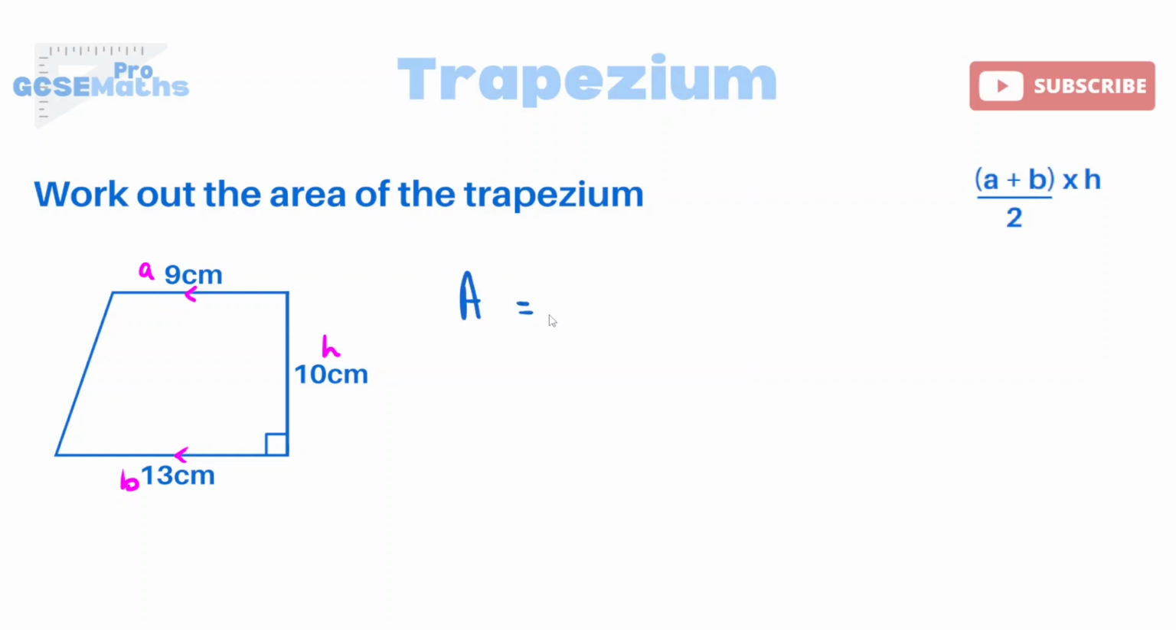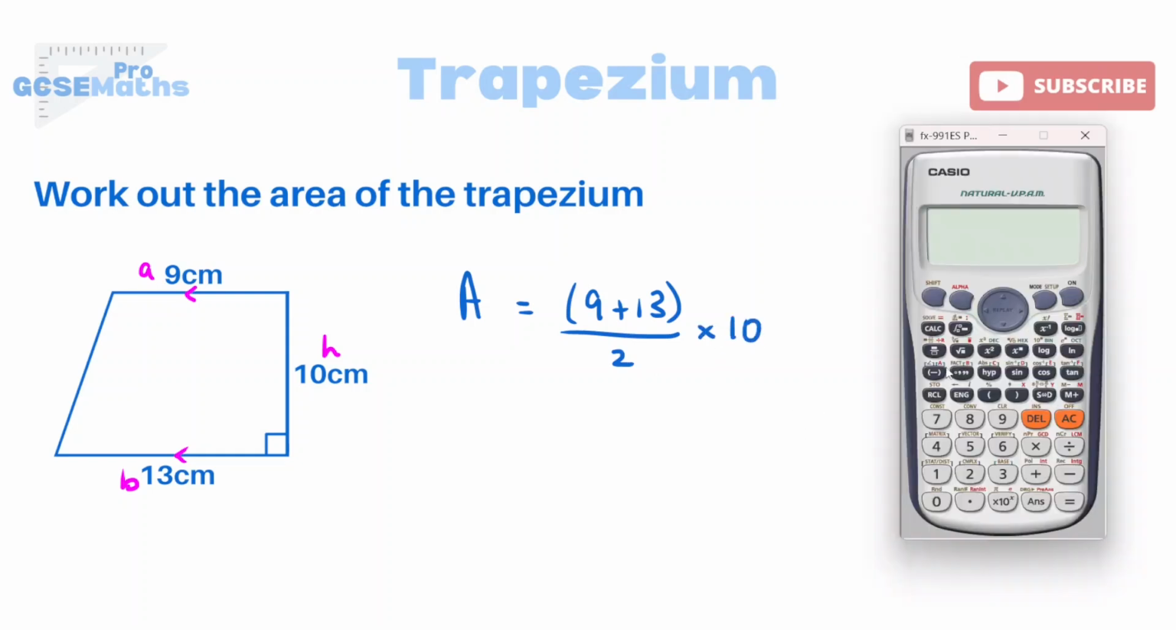So area is 9 plus 13, so A plus B over 2, so that will find the average between the two sides, the top and the bottom, times by the height, which is 10. So then grab your calculator, I'm going to type it in here. Obviously this one I think we could work out ourselves. This question could still come up on a non-calculator paper if they use nice enough numbers. I'm just going to show it here though.